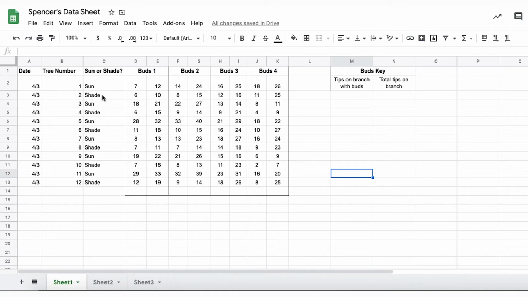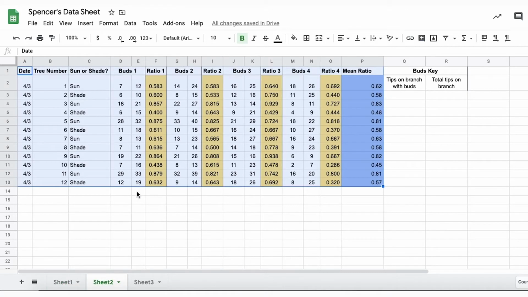One thing that I'll have to do is compare the percentage of buds to the total number of tips on the tree. I already did that over here on this spreadsheet, where you can see I calculated the ratio by dividing the total number of buds by the number of tips. This number is here in yellow on each of those columns.